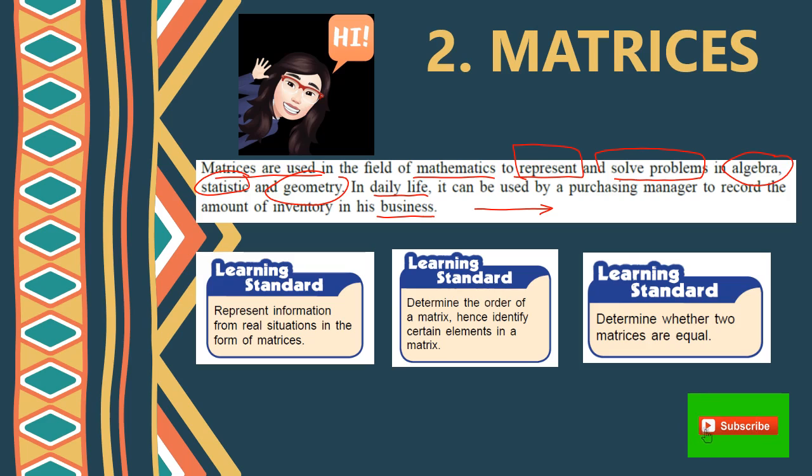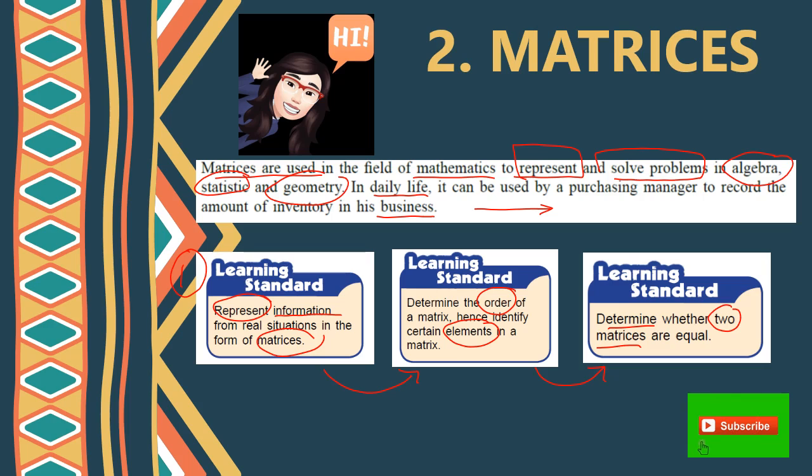So what we learn today, we are going to learn number 1. We learn how to represent information into matrices, and after that we'll determine the order of a matrix and also the elements in a matrix. And finally we will determine whether two matrices are equal or not.